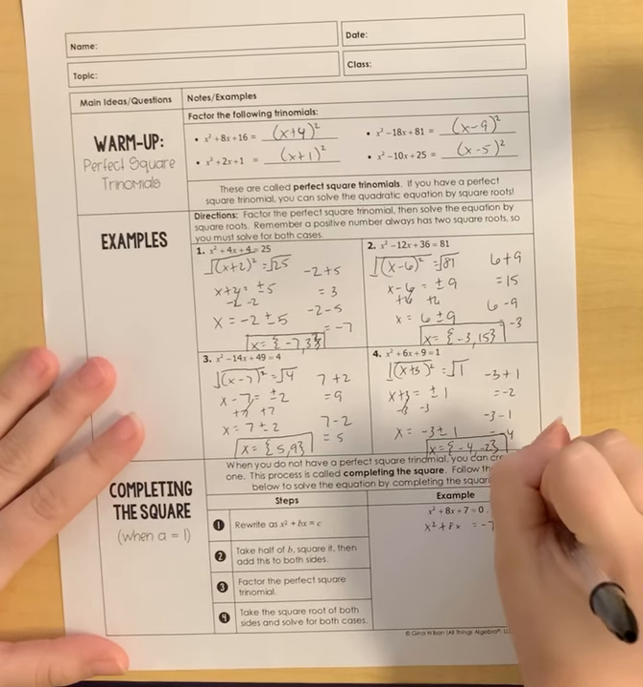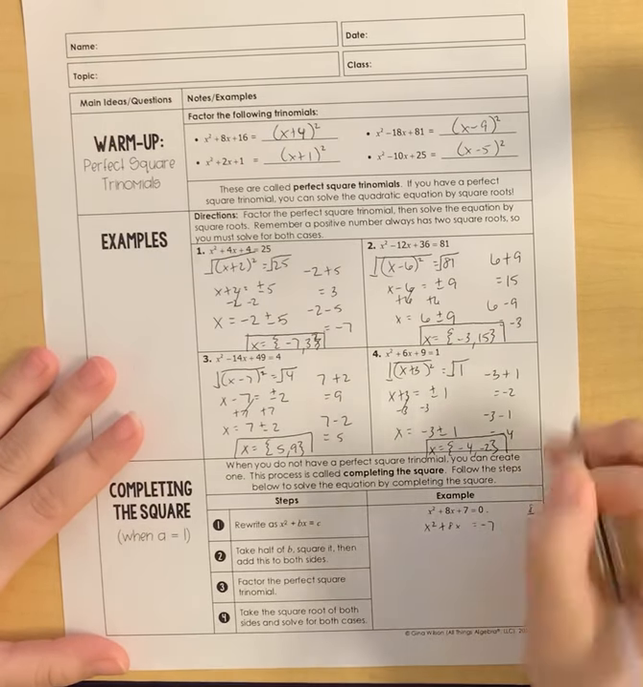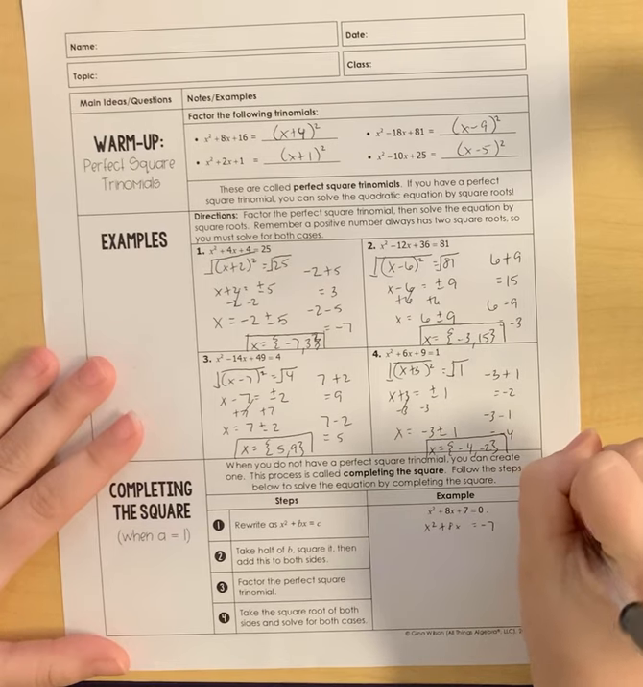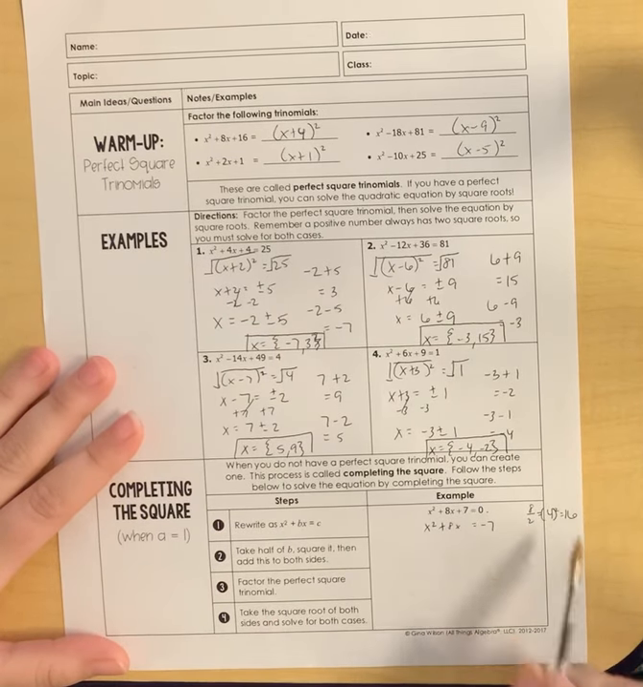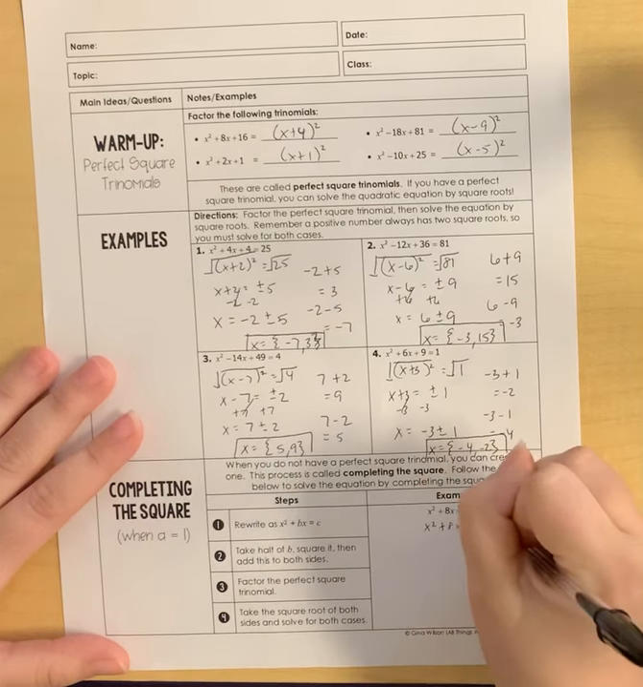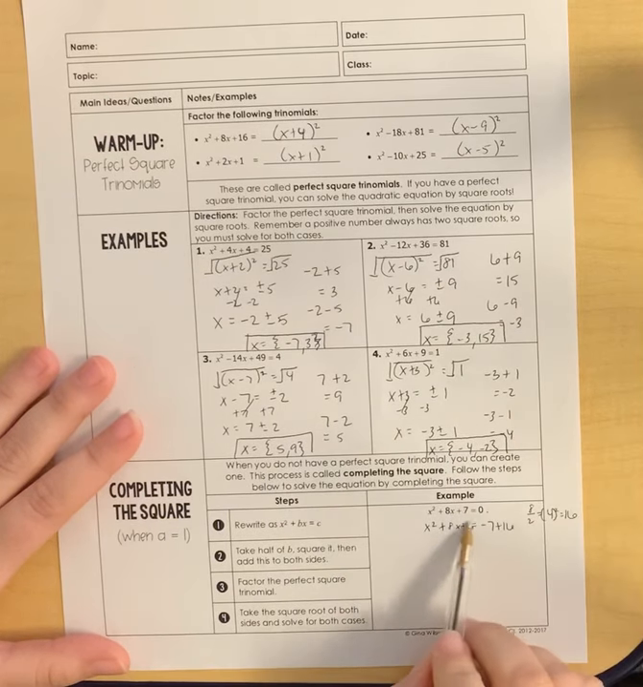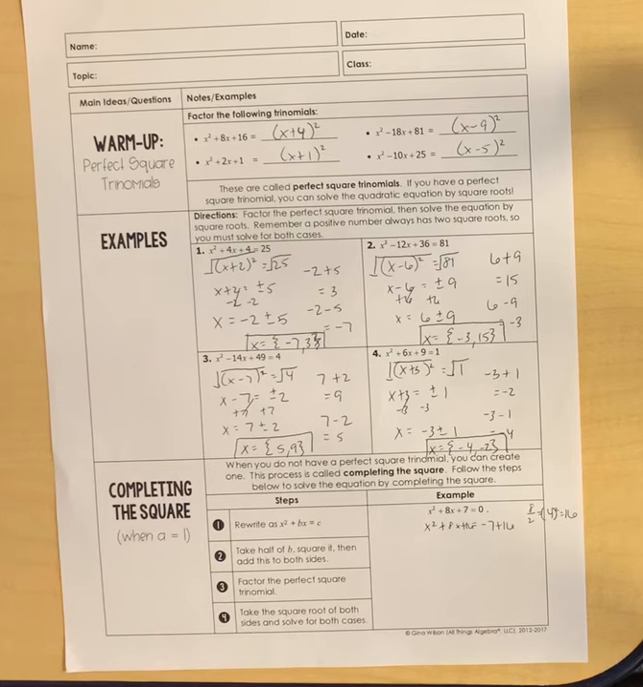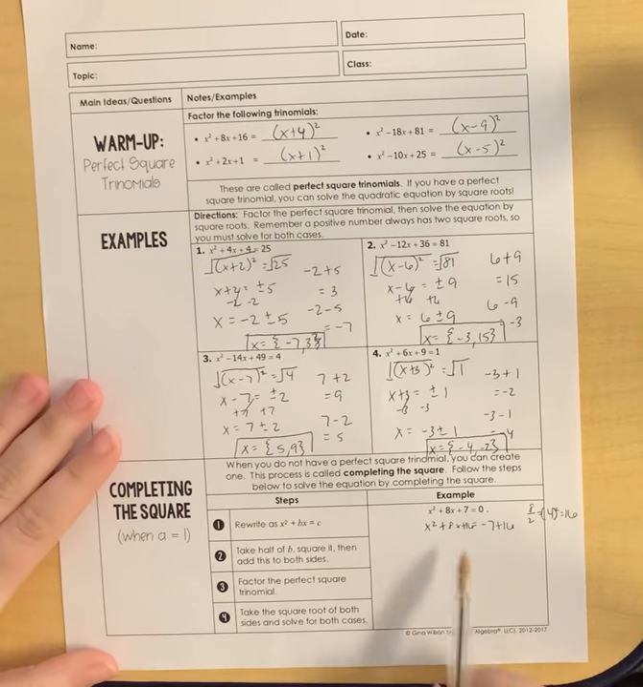So 8 divided by 2 is 4. Then that number, you're going to square it, which is 16. So that 16, you're gonna write on both sides right here. So you're gonna say plus 16, and I should have given us a little bit more space right there. Okay, so now we're gonna factor this.